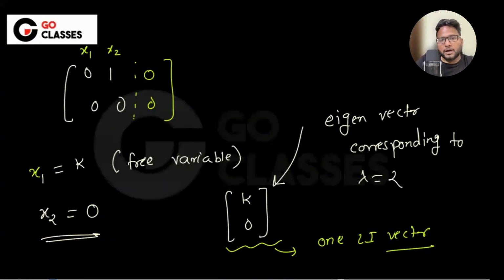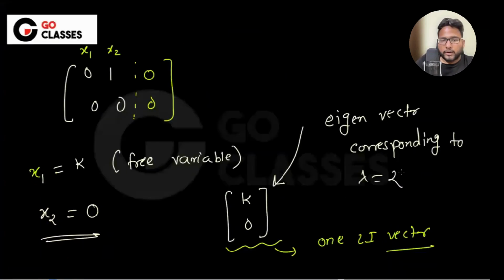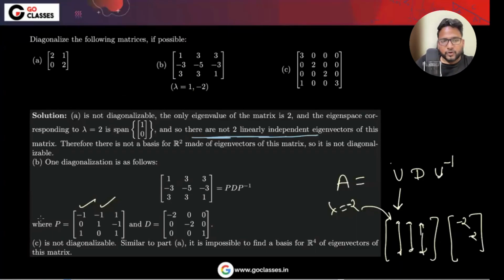Got it? Now similarly, for this particular matrix, you need to do the same thing. So what are the eigenvalues here? Can anyone tell me quickly? This is a lower triangular matrix. So what are the eigenvalues? 3, 2, 2, and 3, right? So you have the eigenvalues and then you need to find out the eigenvectors. It is not diagonalizable. It is impossible to find the basis using the eigenvectors. So here also the eigenvectors are not linearly independent.